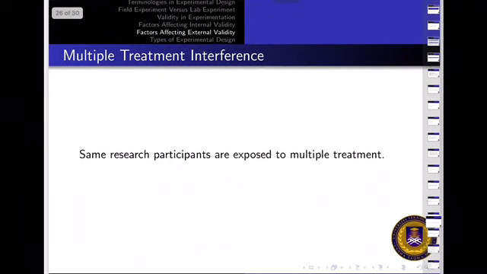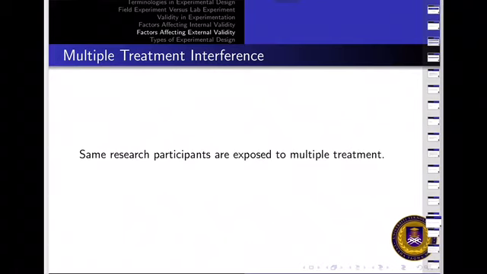Okay, multiple treatment interference. Same research, participants are exposed to multiple treatments. So macam ya, sama jugalah. Dia lebih kurang macam under lab setting, dia ada banyak treatment yang dia ambil. But in a real situation, dia cuma pakai satu saja. So therefore multiple treatment can affect the external validity.